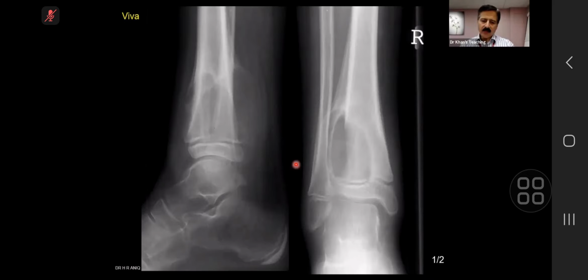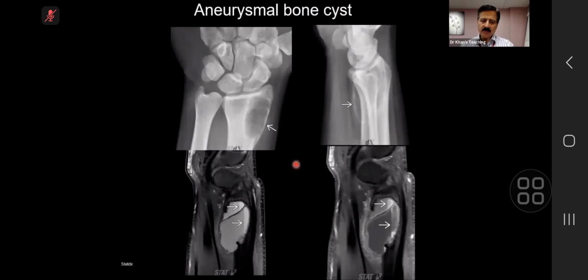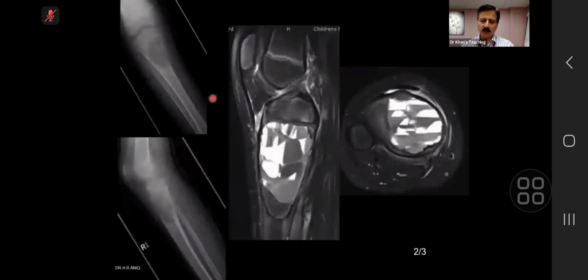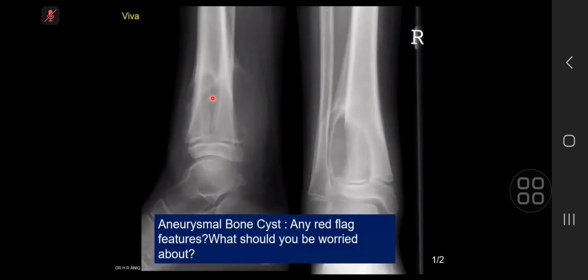So can I just take your attention back to, let's say, any of these cases, right? For example, your case looks like this or looks like this, but then there are aggressive features which you have picked up beautifully. Yeah. So what is this? These are the red flags.